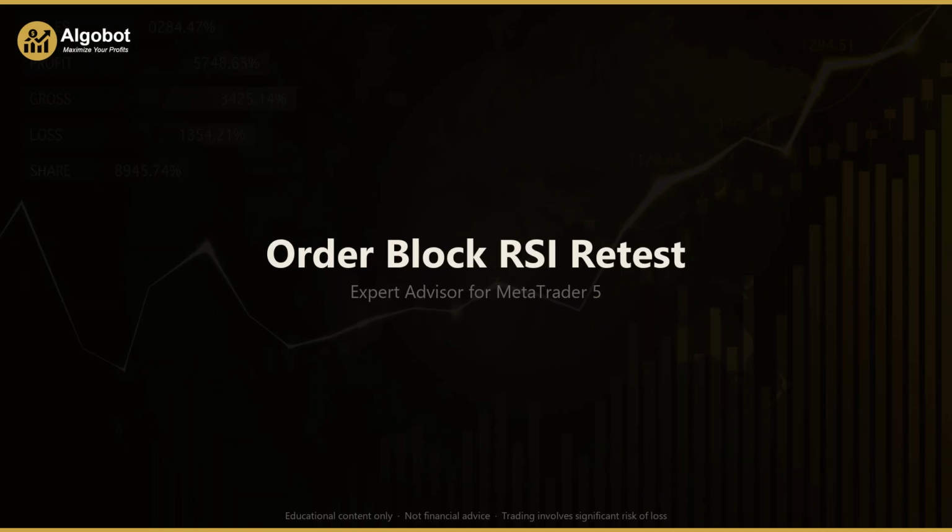It blends two classic ideas. The first is the smart money order block, which marks the area where a strong, one-sided move began. The second is the relative strength index, or RSI, which the strategy uses as a momentum filter. Over the next few minutes, you'll learn how the strategy spots an order block, how RSI confirms the direction, and exactly how its entries, stops, and targets are calculated. Let's get into it. Remember, this is educational content only.